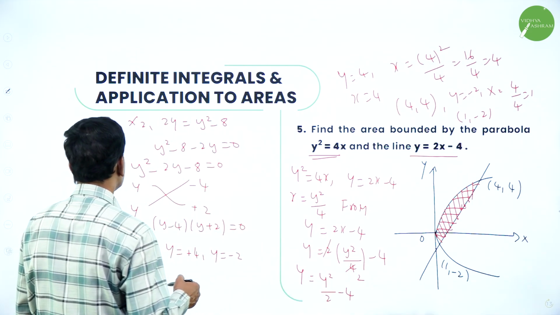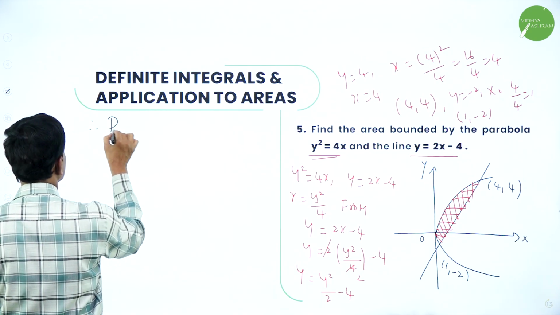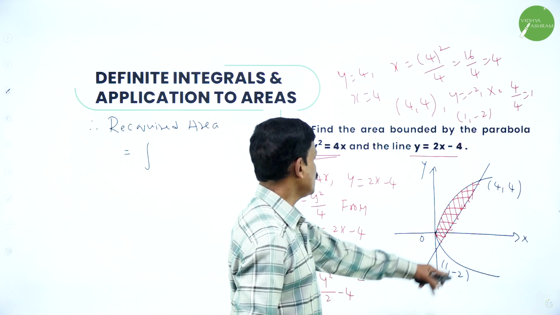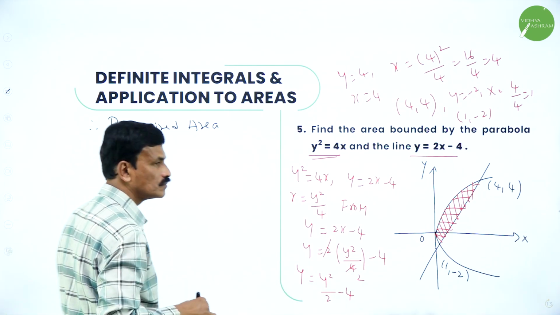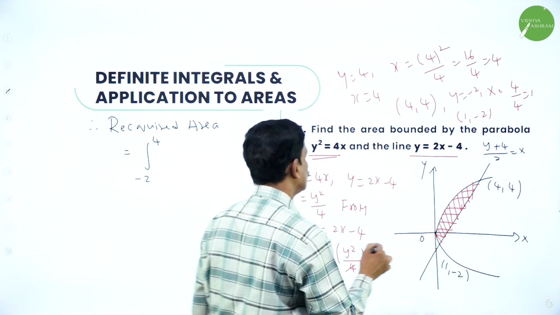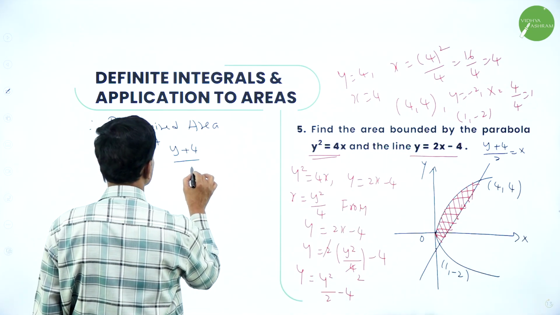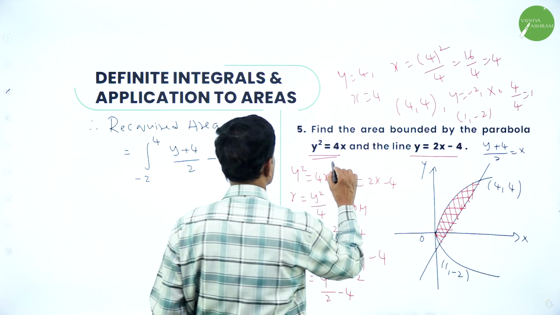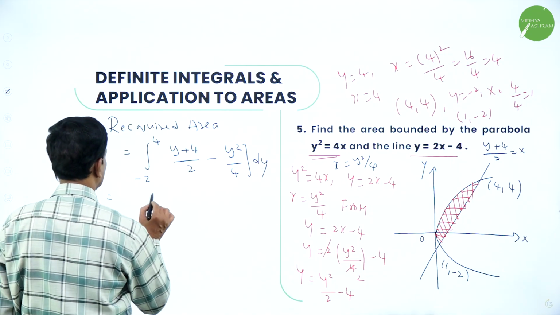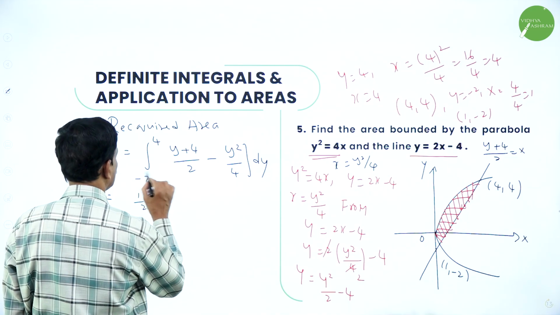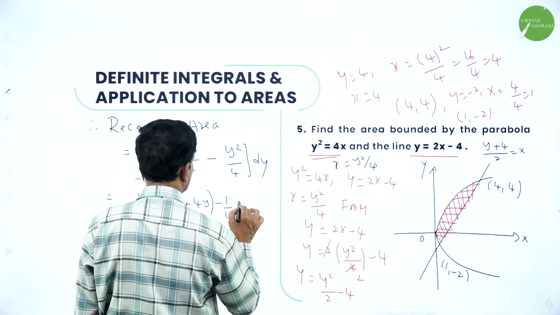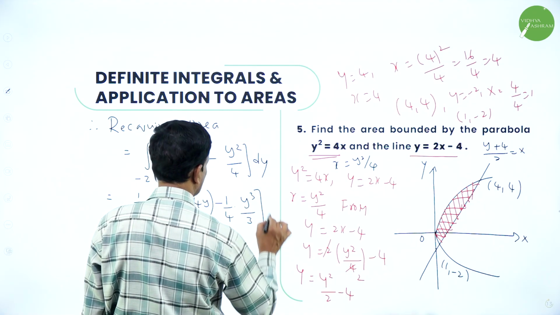Now what is the required area? The required area is equal to the integral from minus 2 to 4. What is x from this? From y equals 2x minus 4, x equals (y plus 4) divided by 2, minus, from the parabola, x equals y squared by 4, into dy. Now take 1 by 2 out. Integration of y is y squared by 2, plus 4y, minus 1 by 4 out, integral of y squared is y cubed by 3, between the limits minus 2 to 4.